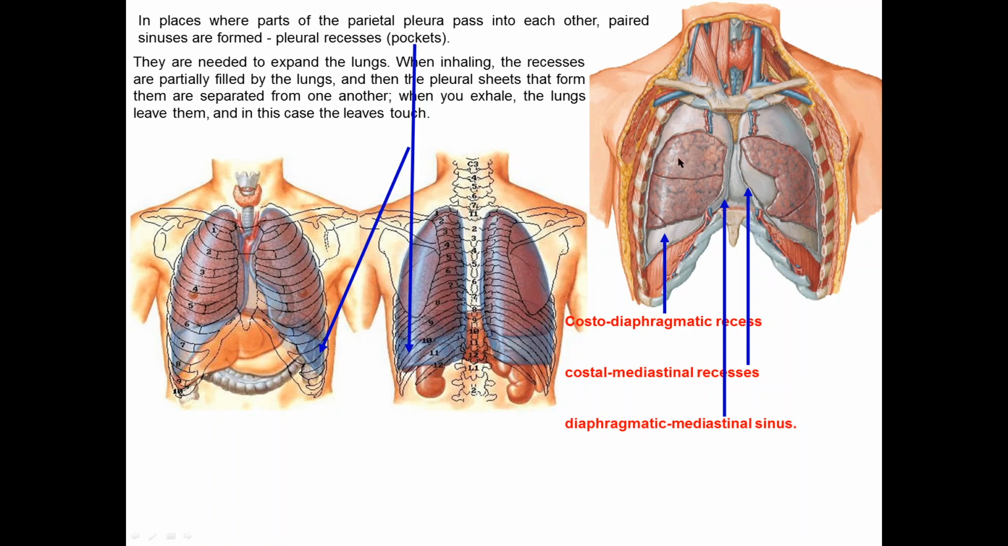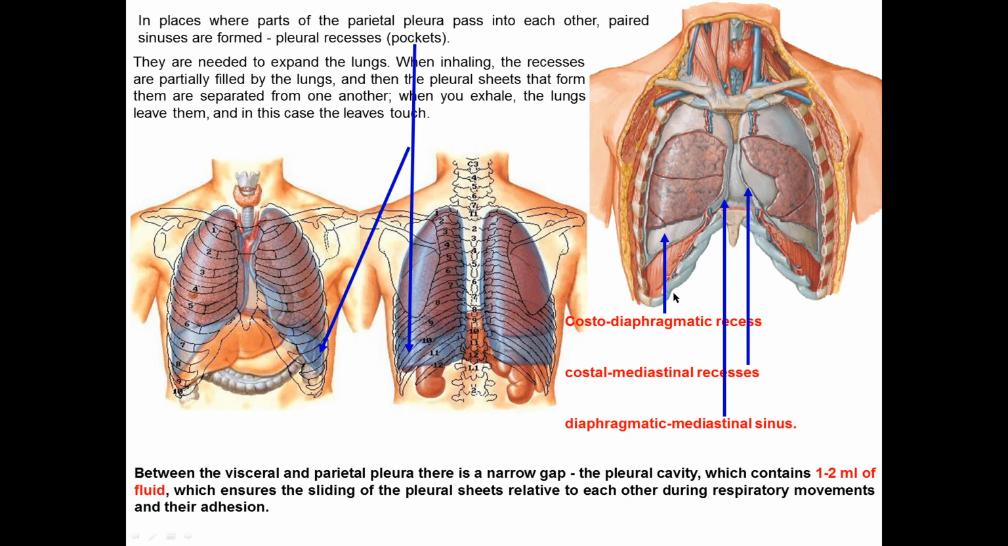When inhaling, the recesses are partially filled by the lungs, and the pleural sheets that form there are separated from one another. When you exhale, the lungs leave them, and the leaves touch. Between the visceral and parietal pleura there is a narrow gap, the pleural cavity, which contains 1 to 2 milliliters, sometimes up to 10 milliliters, of fluid, which ensures the sliding of the pleural sheets relative to each other during respiratory movements and their adhesion.